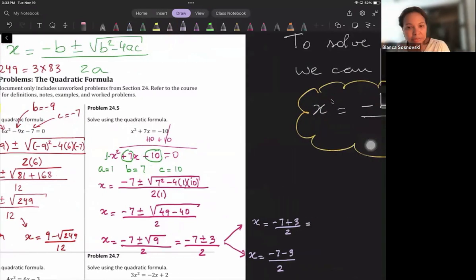So negative 7 plus 3 is positive 4, so we have 4 divided by 2, which is 2. So one solution is 2. The second solution comes from negative 7 minus 3 divided by 2. So negative 10 divided by 2 is negative 5. Okay, so we have two solutions, 2 and negative 5.